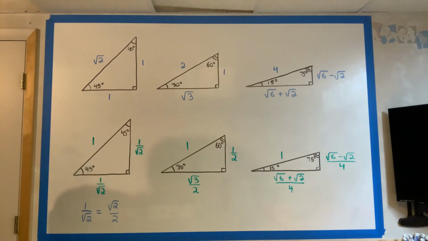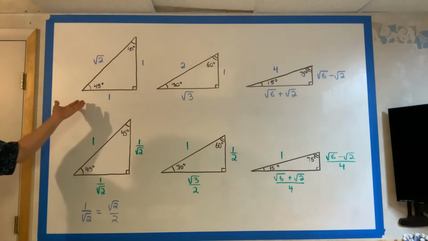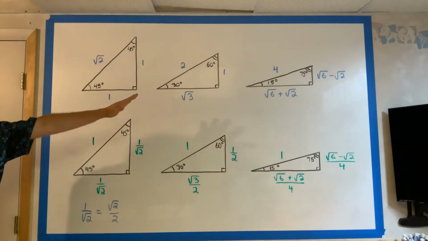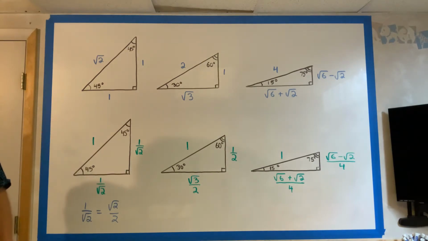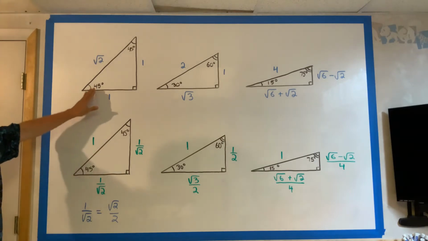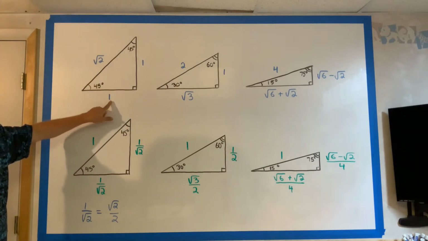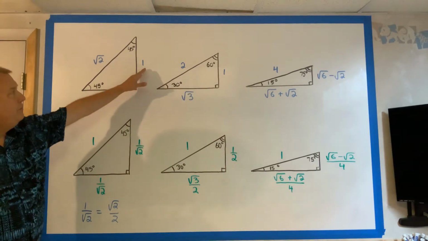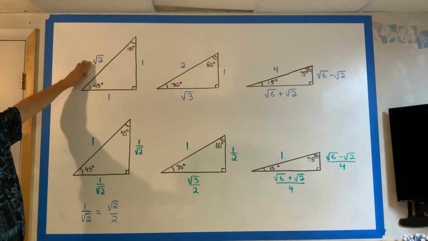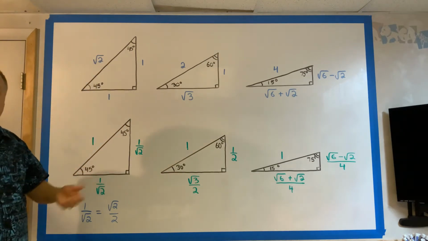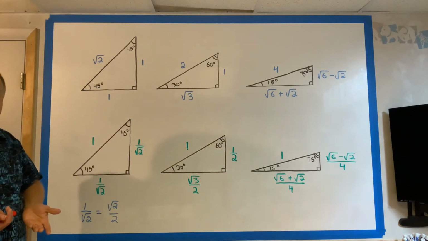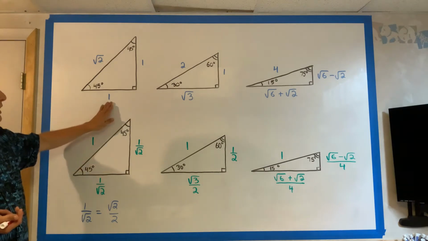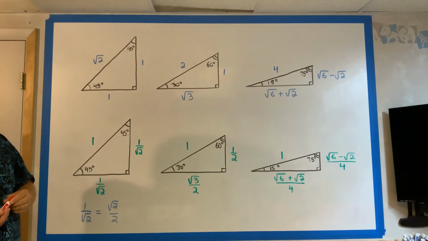These are the three famous triangles that you need to know: 45, 45, 90, 30, 60, 90, and 15, 75, 90. You learn them by the ratios of their sides. In a 45, 45, 90 triangle, the two legs have to have the same length. And if each leg is length 1, then the hypotenuse is root 2. But because of the similarity of triangles, you can judge any 45, 45, 90 triangle with that ratio.